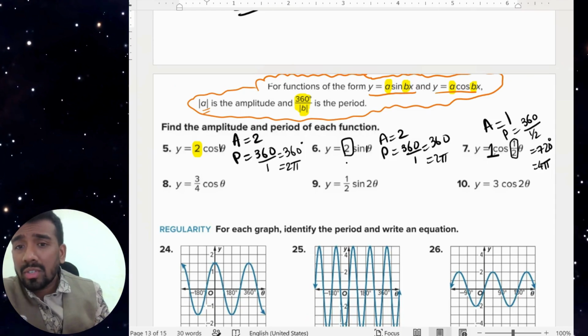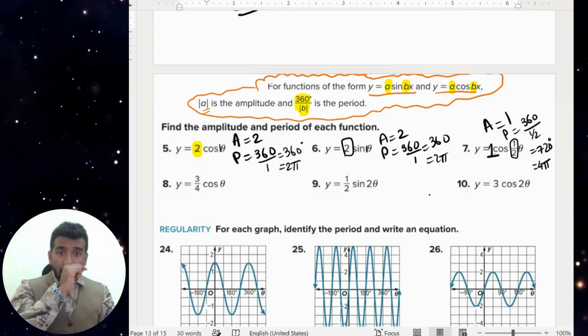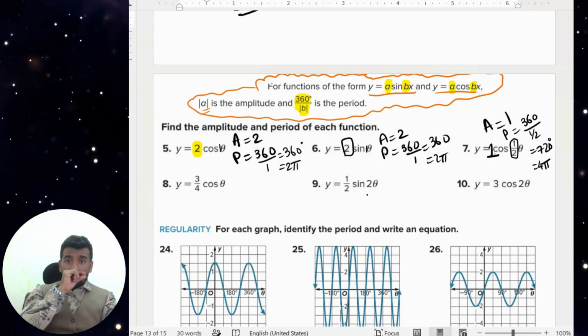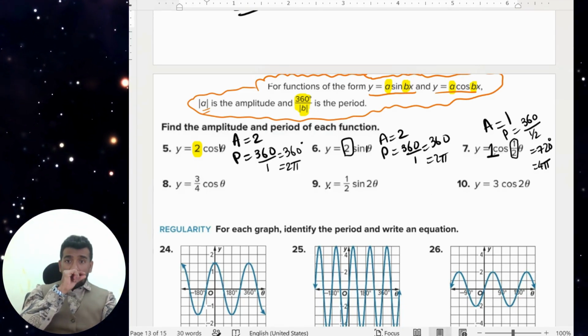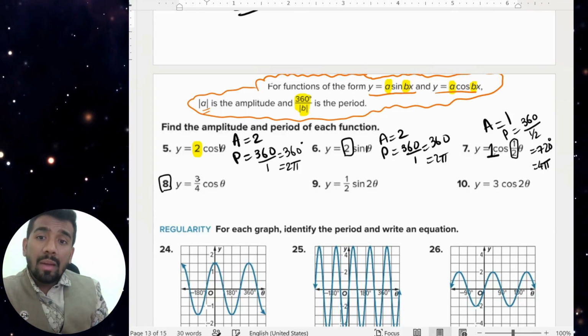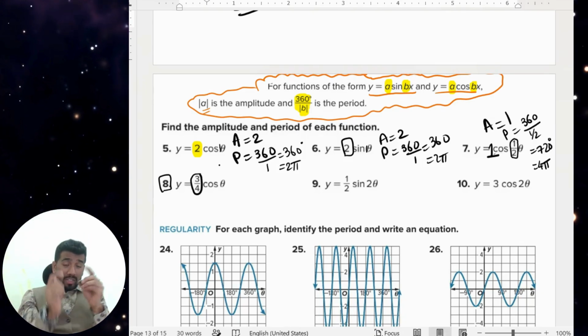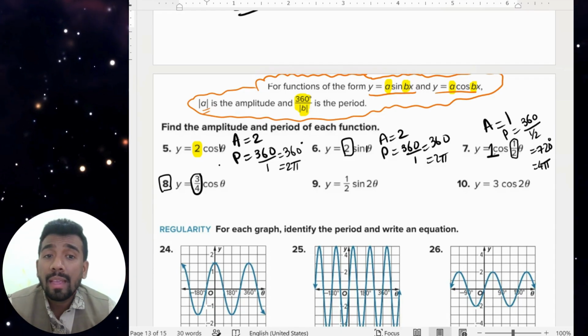Understood? The rest of the questions are again easy. Out of these 8, 9, and 10, I'll do question number 8. What's the amplitude? Everything I think is the same. I prefer not to do it. I want you guys to try it. So pause this video and try it.